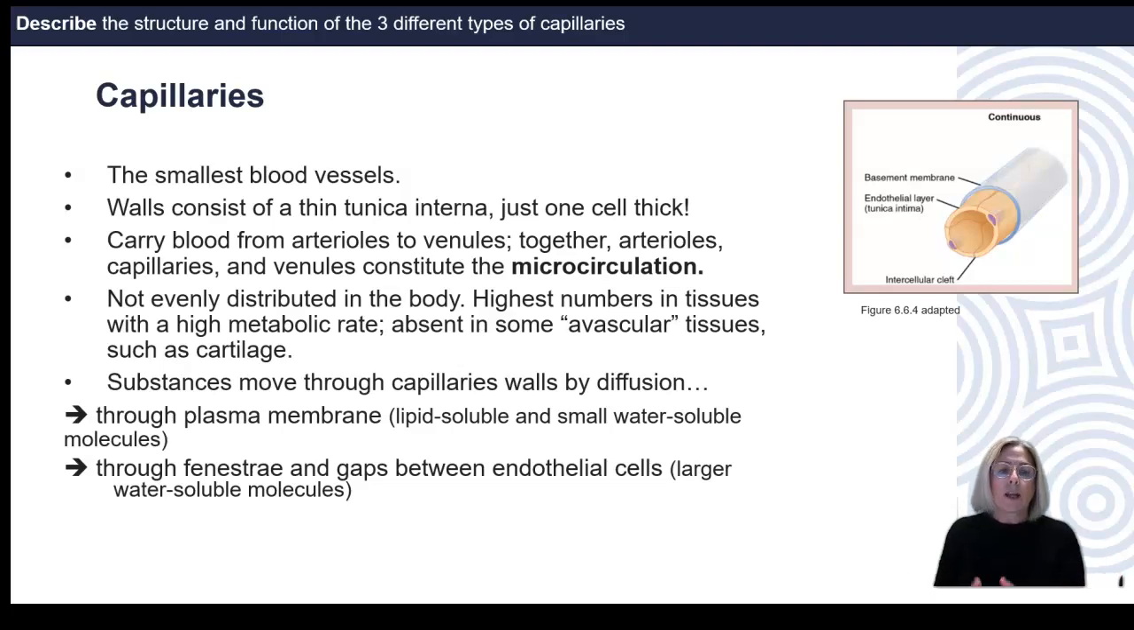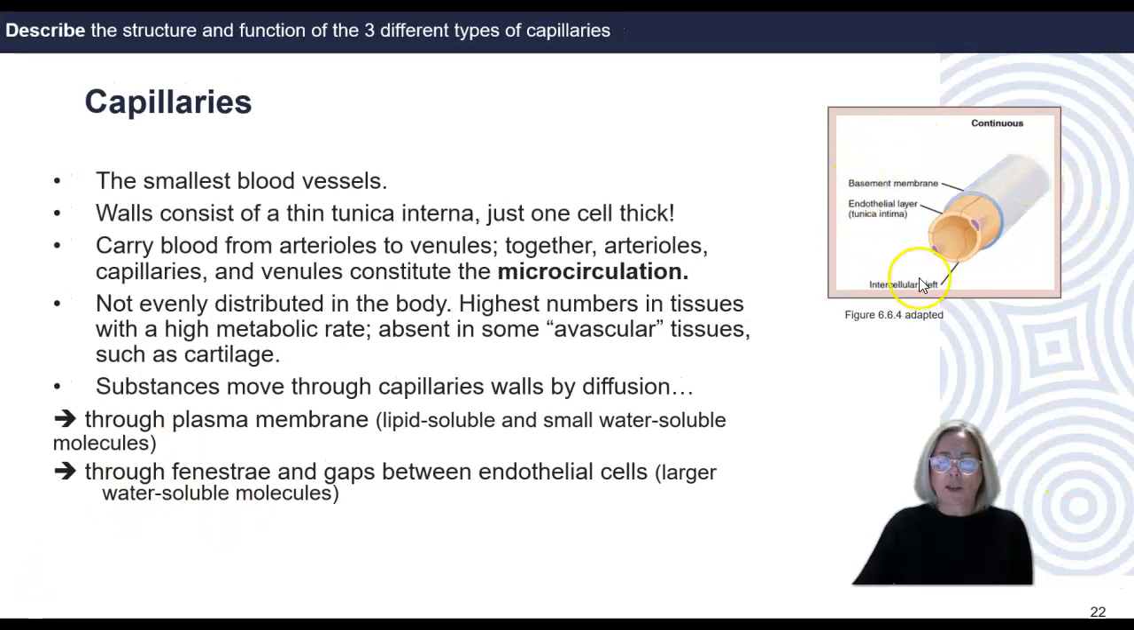Now, substances move through capillary walls via diffusion, straight through the plasma membrane for lipid-soluble molecules, so say lipid-soluble vitamins A, D, E, and K, and then through these fenestra, and the word fenestra is Latin for a window. So these are these larger sort of gaps between endothelial cells in some capillaries. And this will facilitate the movement of larger water-soluble molecules such as proteins.